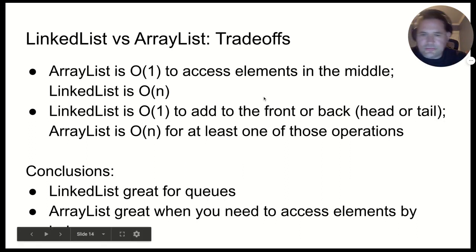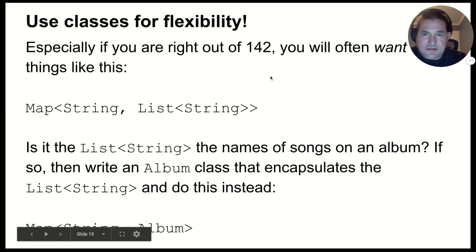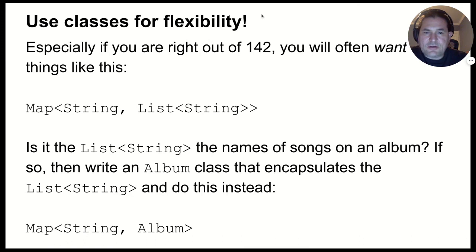And so, your conclusions: linked list is great for queues. ArrayList is great when we need to access elements in the middle by an index. Okay. Use classes for flexibility. Especially if you're in 142, you'll often want to write things like this. So you'll be like, okay, I've got a map from a string to a list of strings. I saw this a lot with these design exercises. People were like, I know about maps, I know about lists, I've got a map from string to list of strings. So imagine this is the name of the album and this is a list of the song titles on the album, right? So, imagine that's the situation.